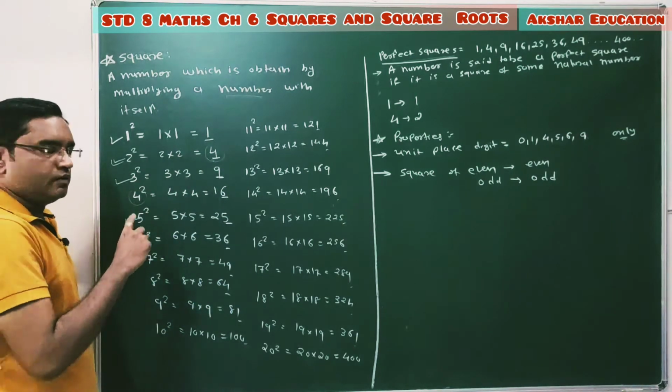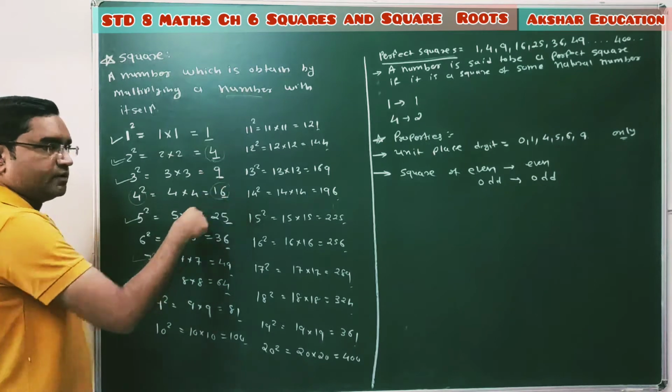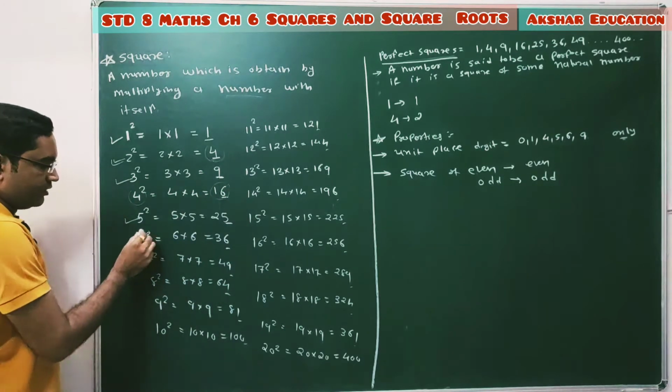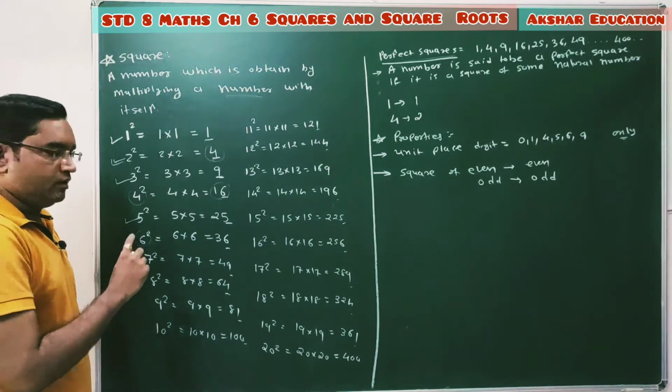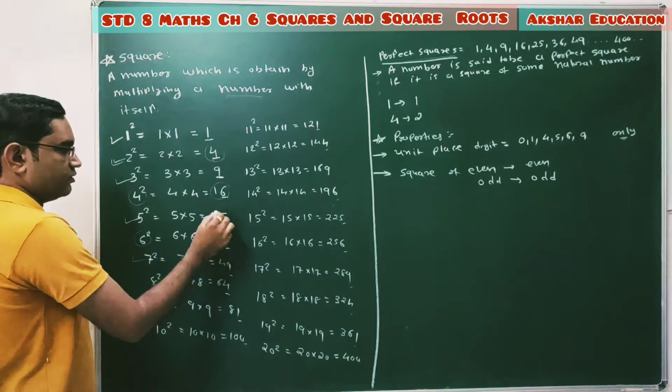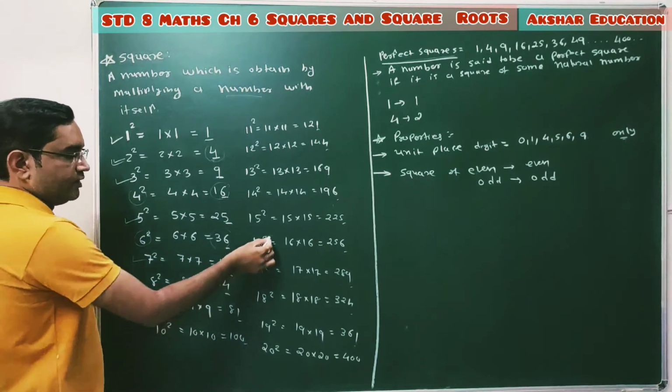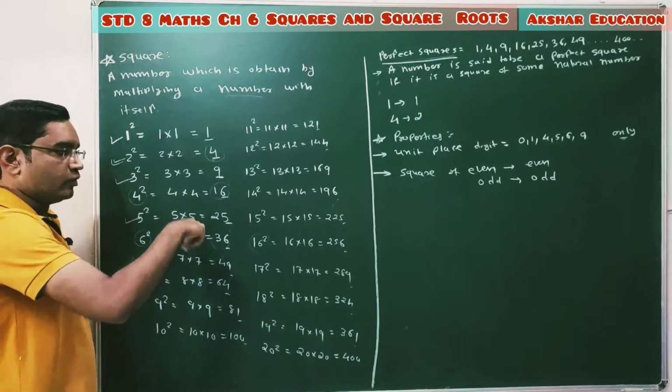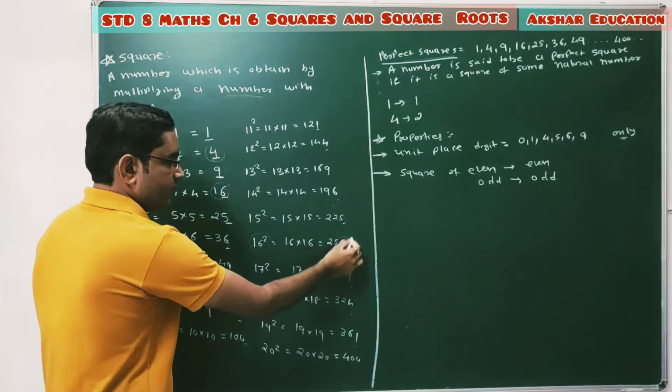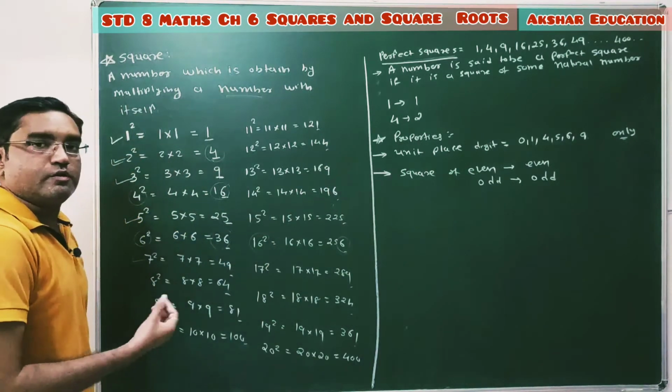4 is an even number, whose square is 16. So 16 is also an even number. Suppose 6 is an even number, whose square is 36. So 36 is an even number. Suppose 16 is an even number, whose square is 256. 256 is also an even number.